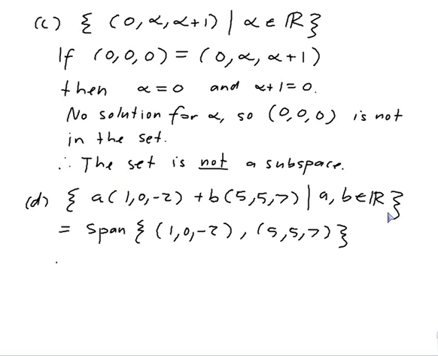So therefore the set is a subspace, because all sets that are the span of vectors are subspaces. That leaves part E. E, the set of K, M, N in R3 such that K squared is equal to N squared.